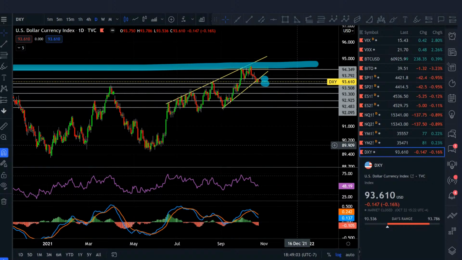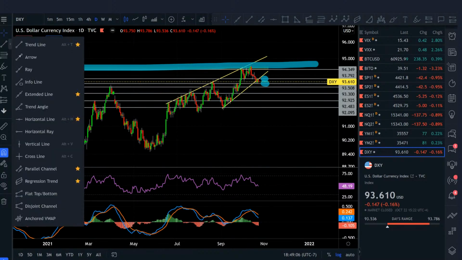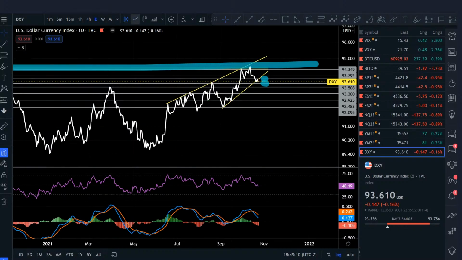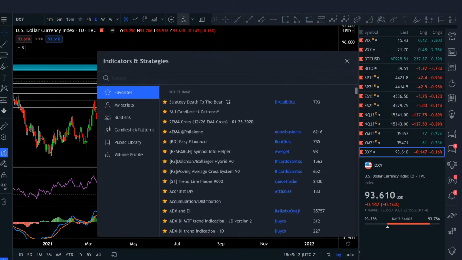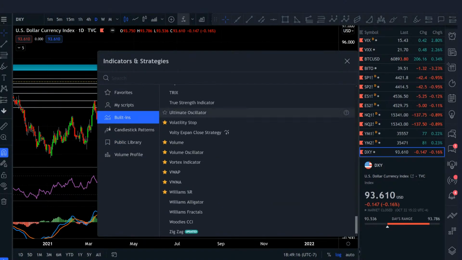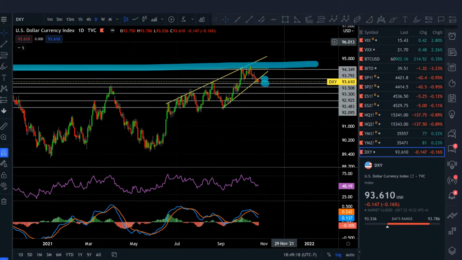I tested all the tools here. I studied: what does this thing do? What does this thing do? I became hungry for it. What is this time frame? What does this button do? What does this indicator do? All the public library, the built-ins. I tried all the built-ins, so I know which ones make sense to me and work.